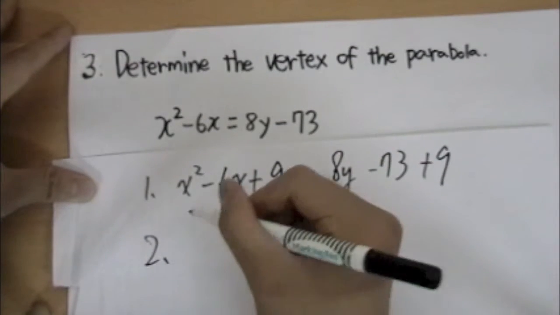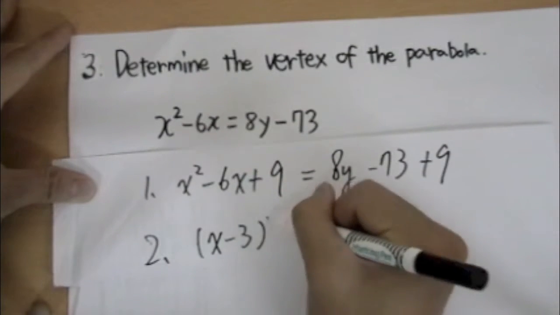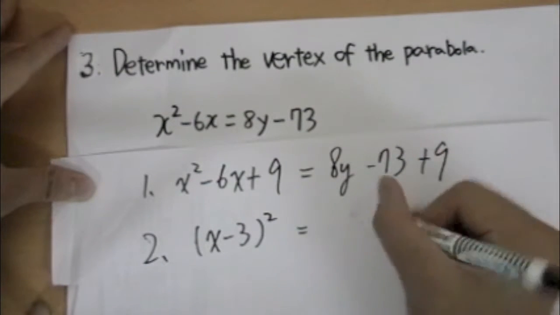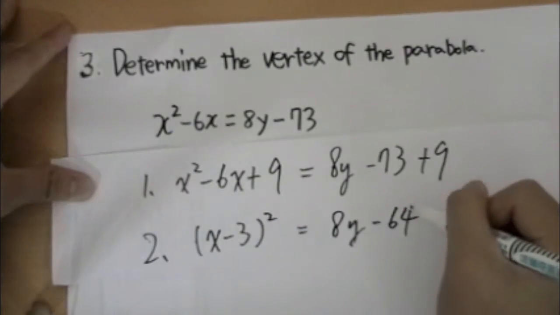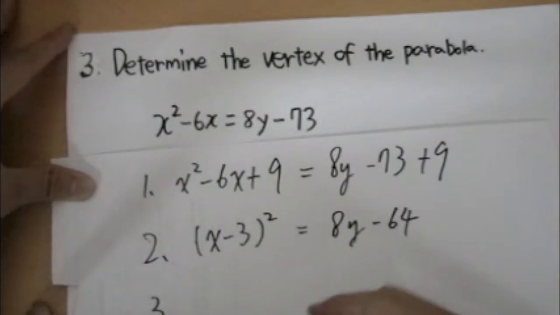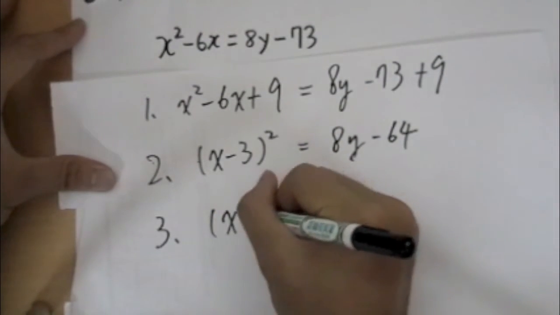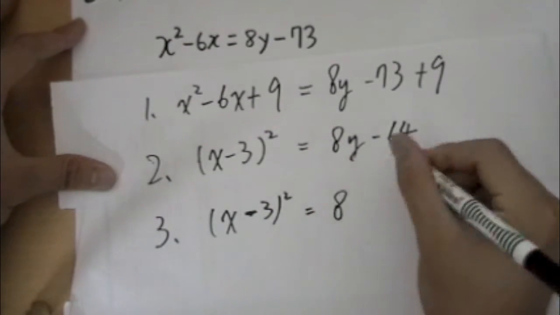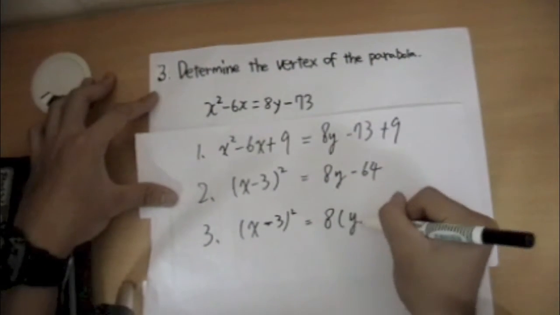So the second step, we complete the square. And it's x minus 3 squared. And the right side turns out to be 8y minus 64. And the third step, we take the 8 out of this thing, and it turns out to be 8 times y minus 8.